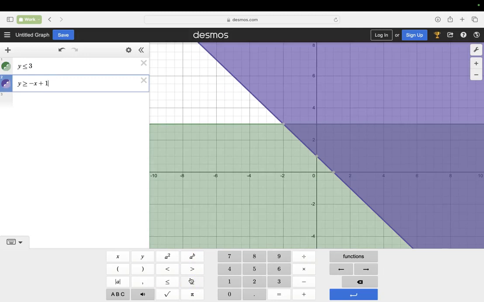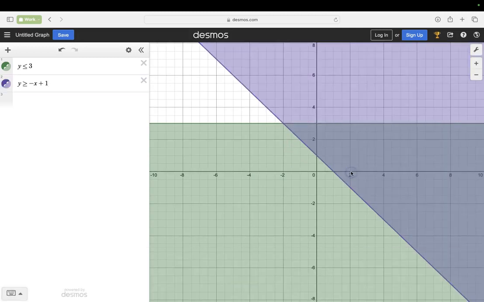There's the second part. And the solution to this system of inequalities is anything that is in this really dark part here where the shading overlaps. So like (2, 0) is an answer, (4, 0) is an answer, (4, 2) is an answer, (6, 2) is an answer.